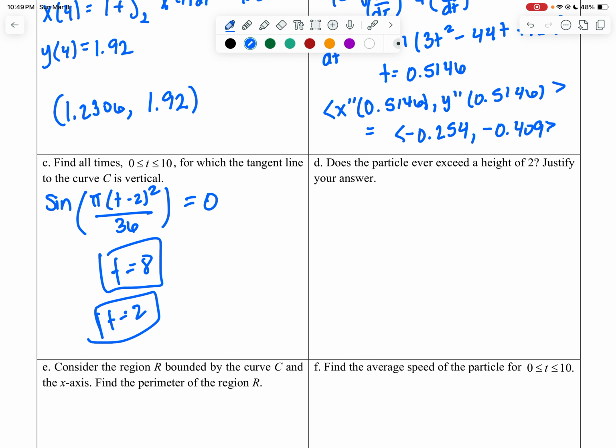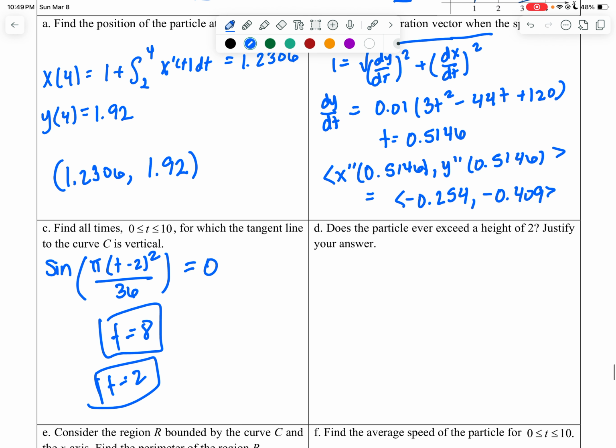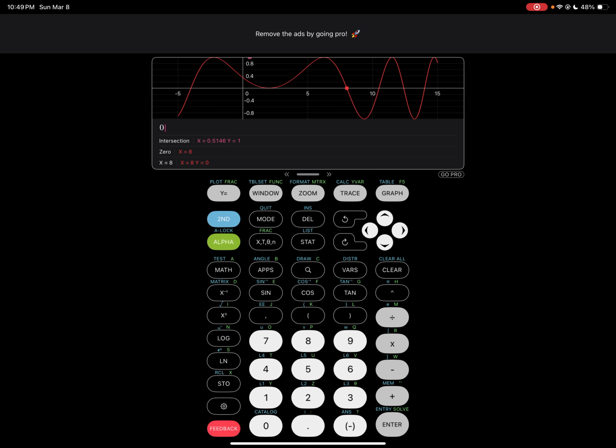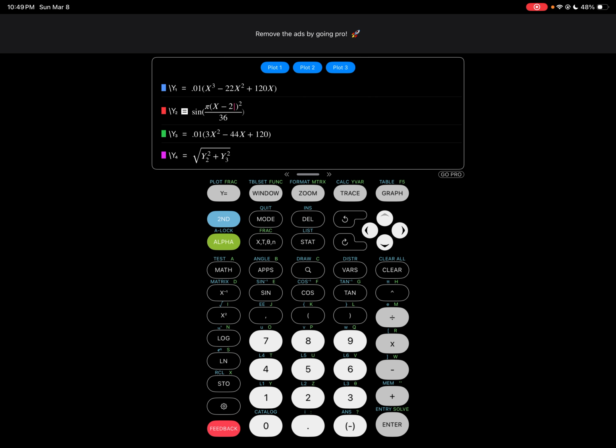Part D is asking us, does the particle ever exceed a height of 2? And we want to justify our answer. All right, so in order to do that, we are just going to take the derivative of dy/dt, which is what we already have, set that equal to 0, and that's going to give us our maximum or minimum, in this case actually a maximum. Oops, not that. So then I'm going to unplug and click this one right here, check this one, and then we want to see when this is 0.